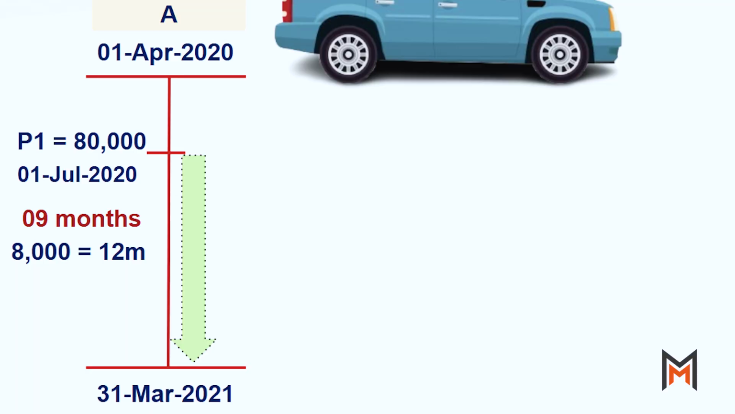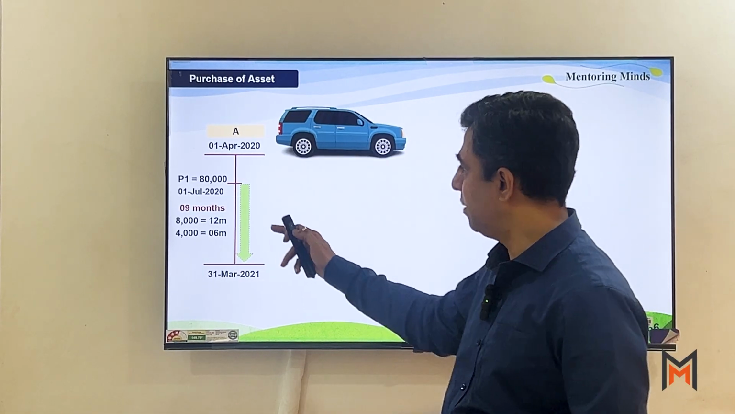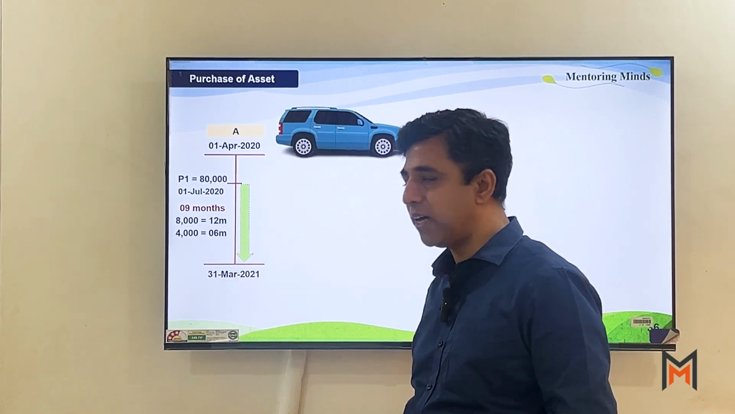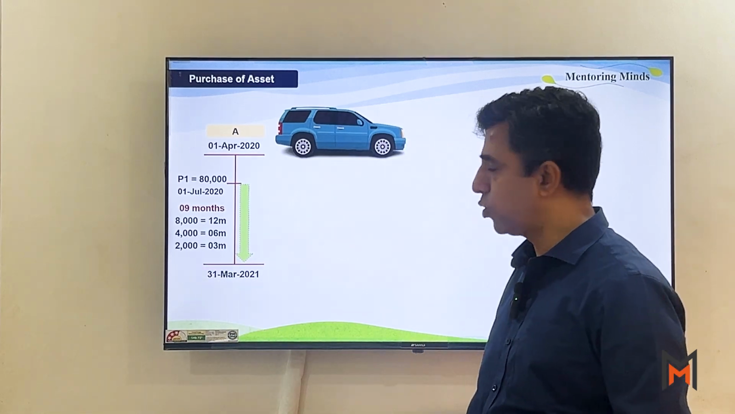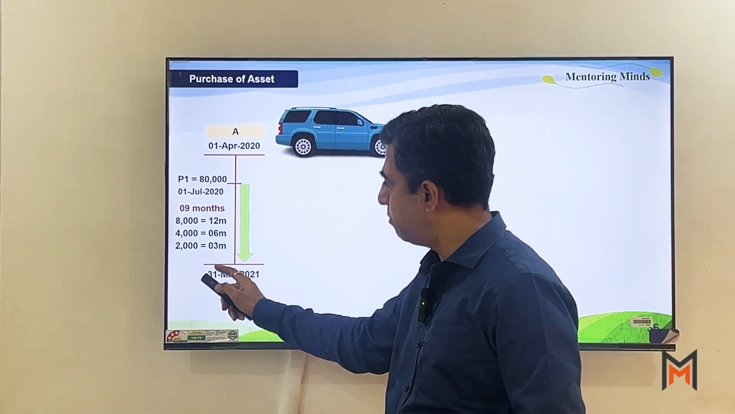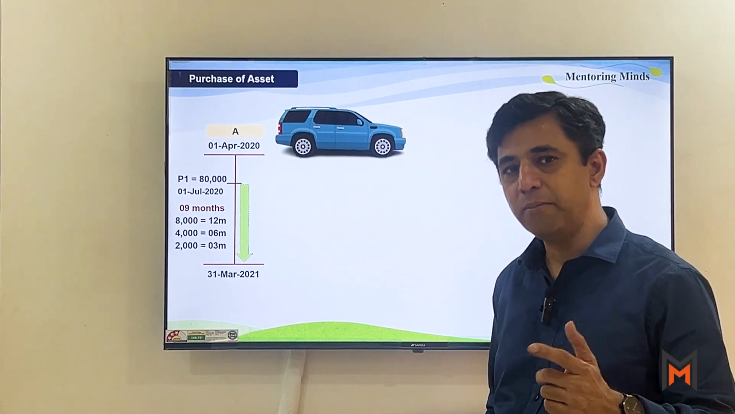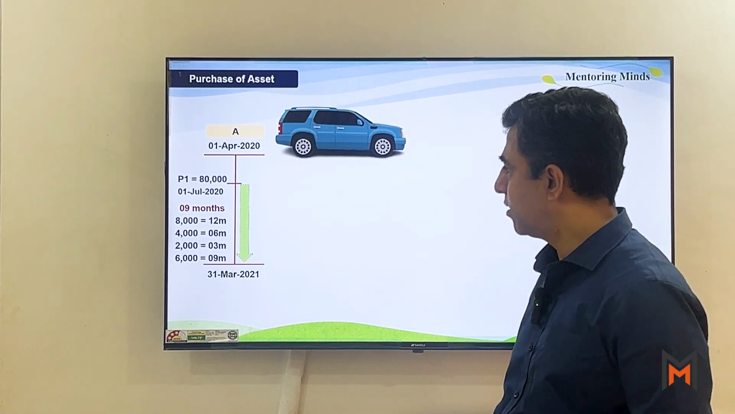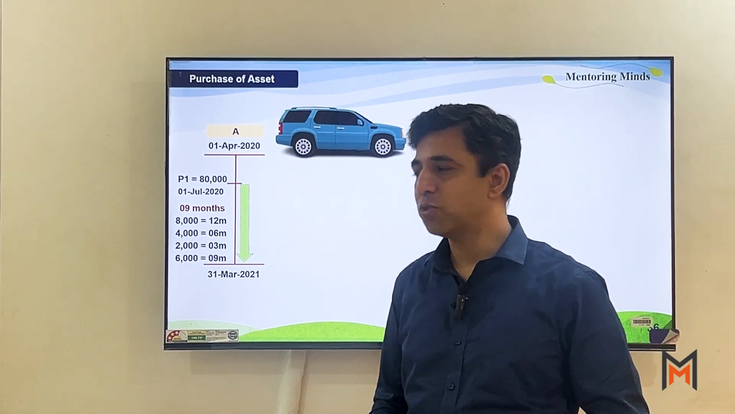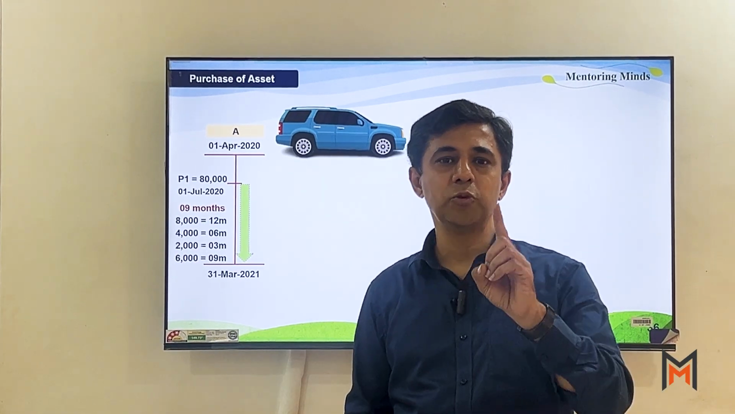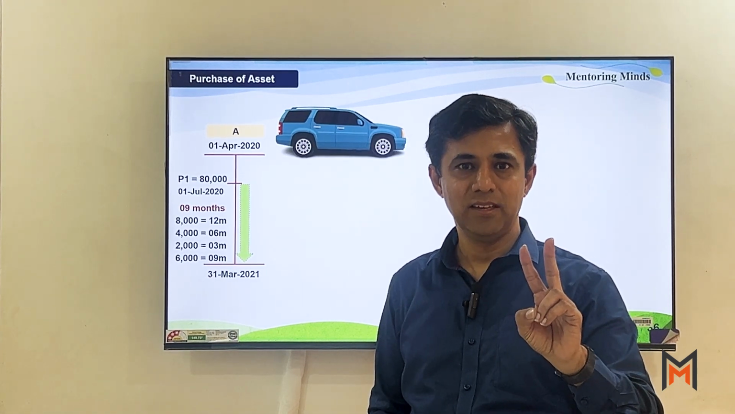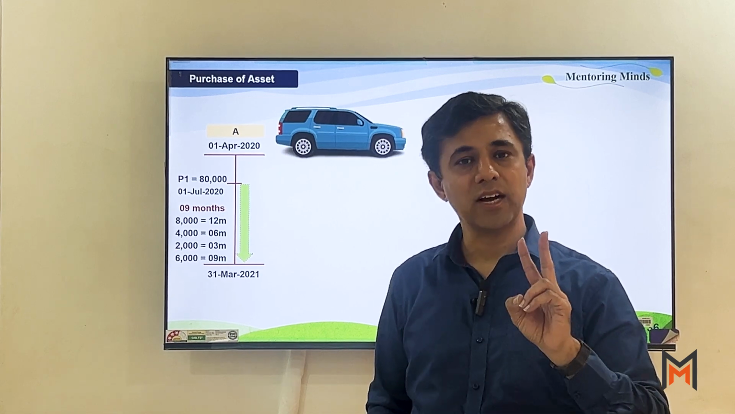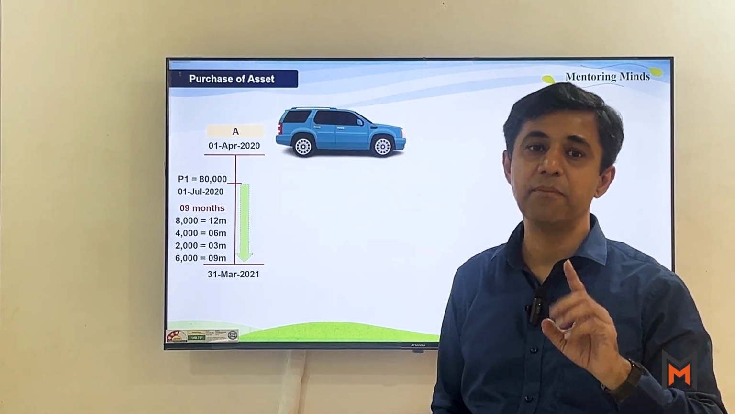ठीक है, तो 12 महीने का अगर 8,000 रुपए है तो 6 महीने का कितना होगा? इट विल बी 4,000। हमें पता है 12 का हाफ इज 6, तो 8,000 का हाफ इज 4,000। 6 का हाफ इज 3, so 4,000 का हाफ इज 2,000। 6 months plus 3 months are 9 months, तो 9 months का कितना depreciation होगा? The answer is 6,000. So we understood in the first year we are going to purchase the asset, also we are going to use the asset. Fine. At the end of the year for accounting calculation we require depreciation.